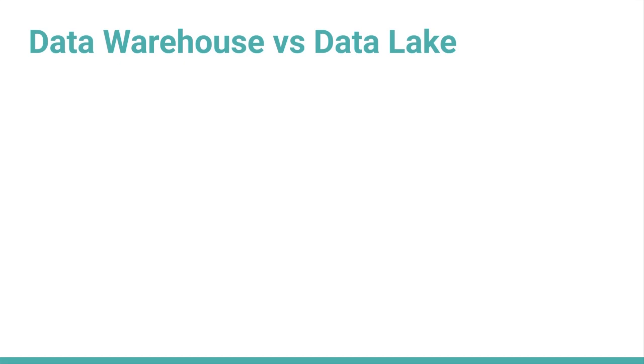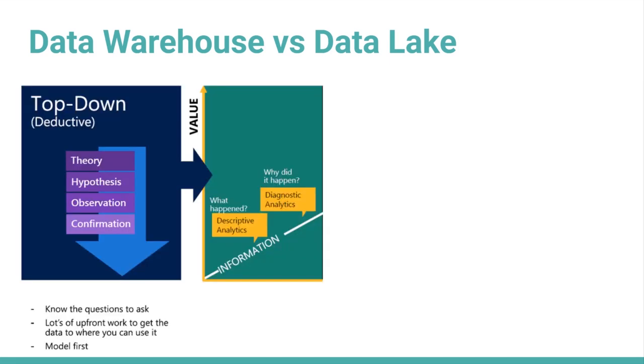So in my view, those companies should use both. But then there are different scenarios. The first scenario is, once you know the questions that you would like to ask, it's called top-down. Basically, you would like to know what happened, what were the sales numbers last month, last quarter, last year. In that case, a data warehouse is a great solution, where you have a data model first.